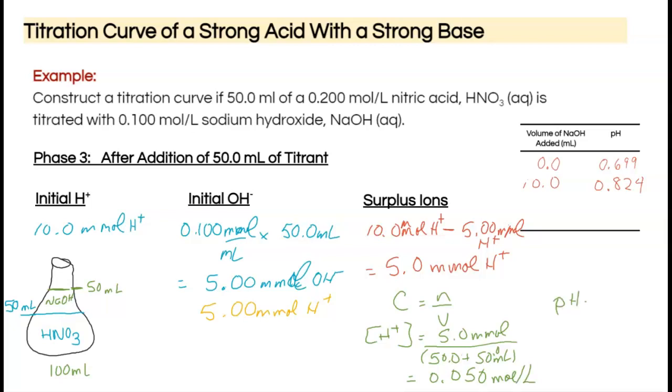And from there, I can calculate pH. So my pH is equal to the negative log of my hydrogen ion concentration, or 0.050. And that's going to give me a value of 1.3-ish. Let me just double check that. 1.30. So I'm going to take that value and add it to my little table of values. So when I add 50 milliliters of my titrant, I'm ending up with a pH of 1.30. Okay, and so we're going to keep doing this. I'm going to look at phase 4, where we're going to increase the volume of our titrant to 100 milliliters.